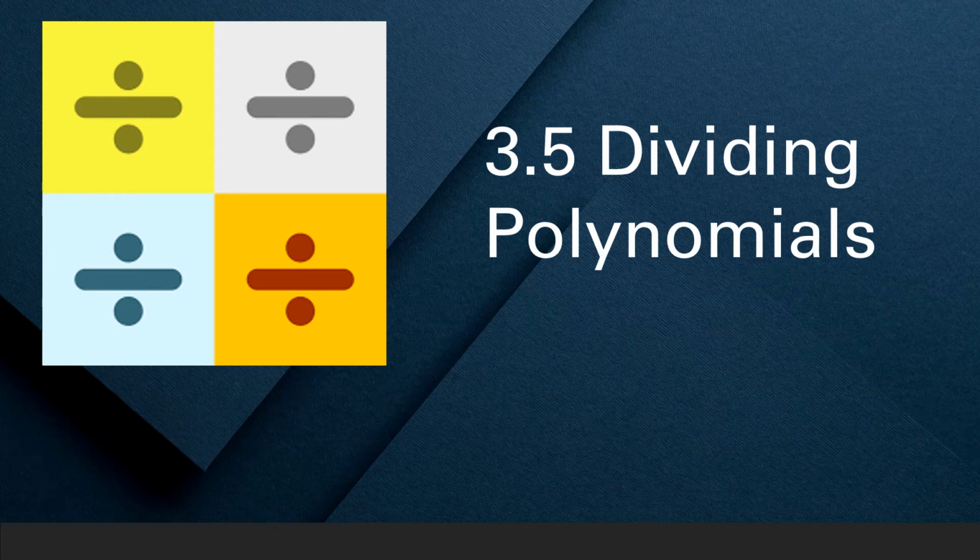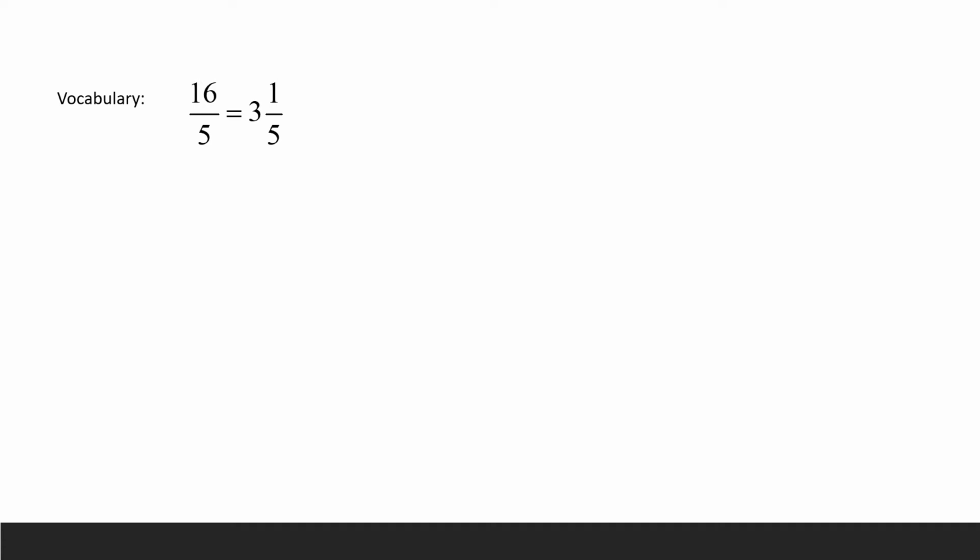This is Advanced Functions, Section 3.5, Dividing Polynomials. We're going to go over some vocabulary first. What you see here is a question that you might have done in elementary school, 16 over 5, right?